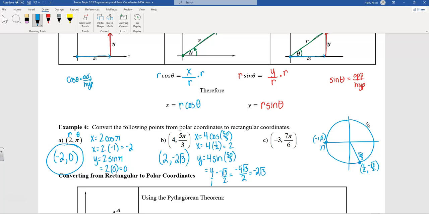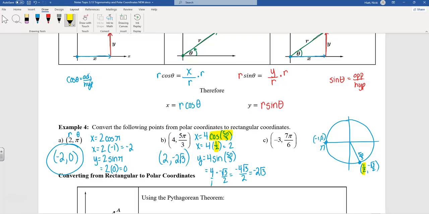So we're just using that formula, x equals r cosine theta, y equals r sine theta. And then we're pulling cosine of 5 pi over 3 from the unit circle, and we just plug it in. Make sure you replace the whole thing right there.